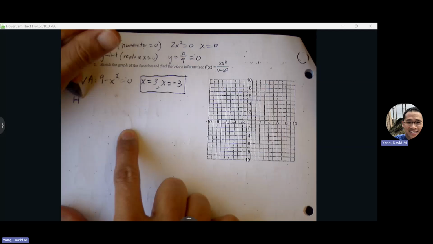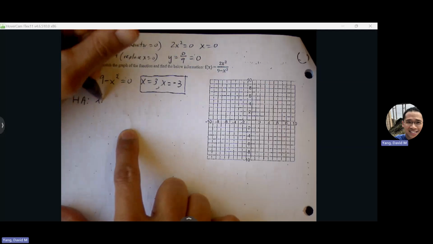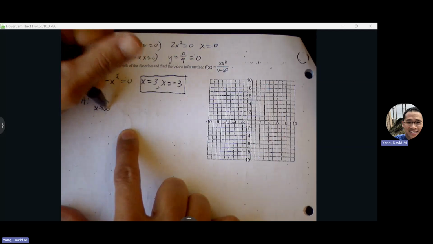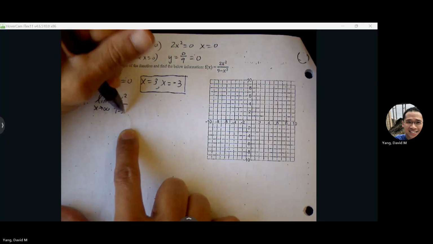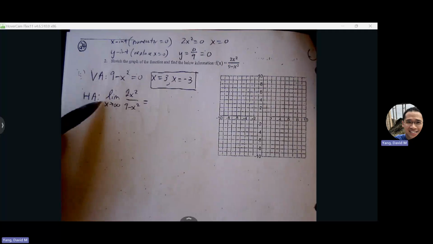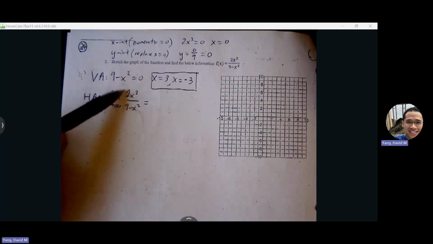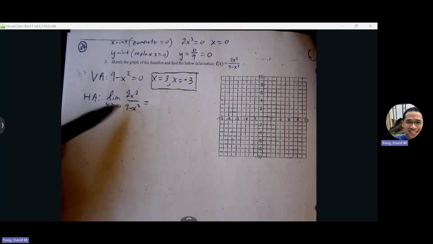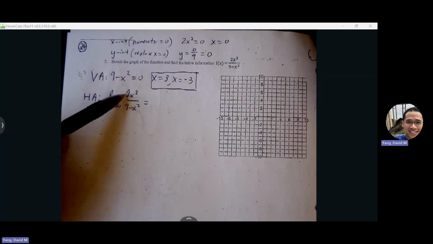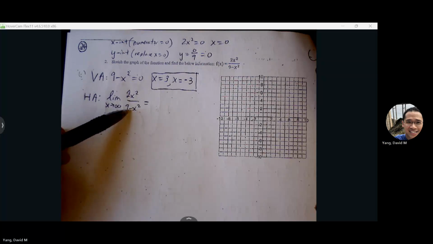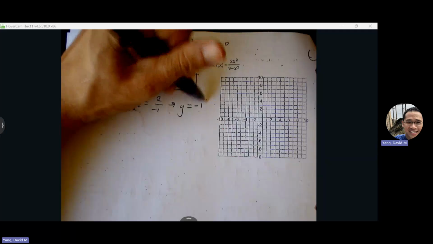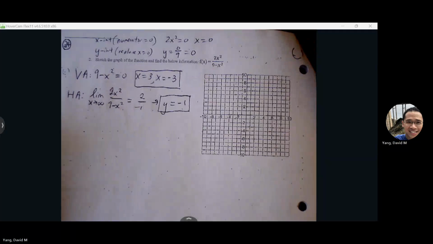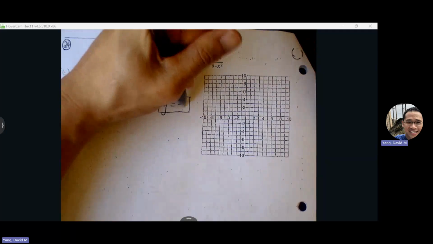We also have horizontal asymptotes, and finding horizontal asymptotes is essentially taking the limit as x approaches infinity. If we do the limit as x approaches infinity, what do we do? Compare degrees. What do you notice about degrees? They're the same. Take the ratio of the coefficients. So 2 over what? Over negative 1. So that means 2 over -1, which is -1. Oh, sorry, 2 over -1 is -2. So therefore, we do have a horizontal asymptote at y equals -2.